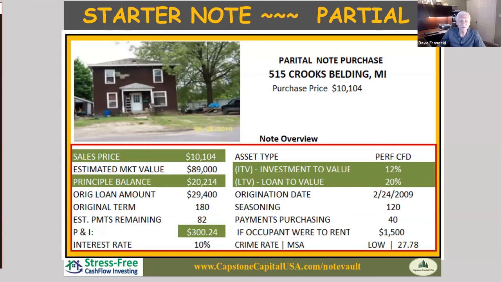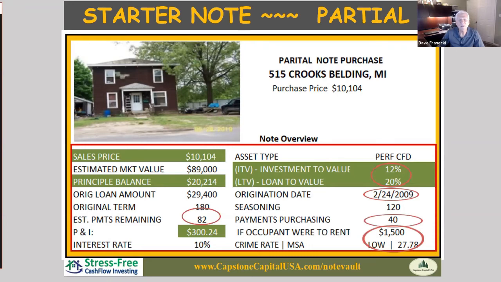But it's certainly worth more than 60. But by taking it, if you look at it, there was only 82 months remaining in the payment history. And they had lived there for 120 months with the origination date being in 2009. But look at the investment to value, 12%. I mean, really, where's the risk there? Loan to value, 20%. Again, if the people were to rent somewhere else, they have to pay $1,500 a month. Crime rate was low and the MSA was low. So a very, very sound, solid investment for this person.